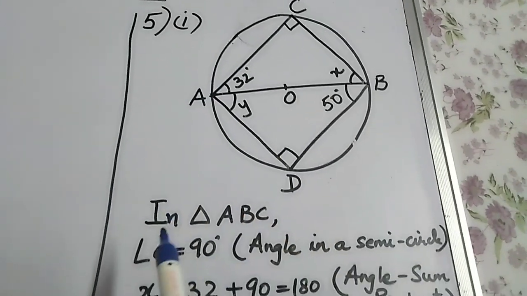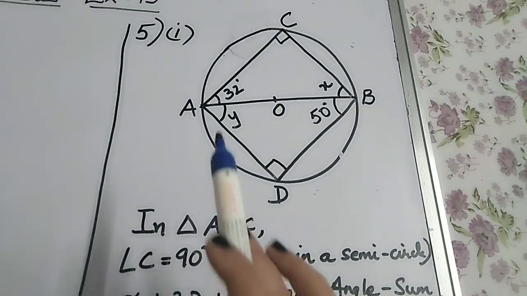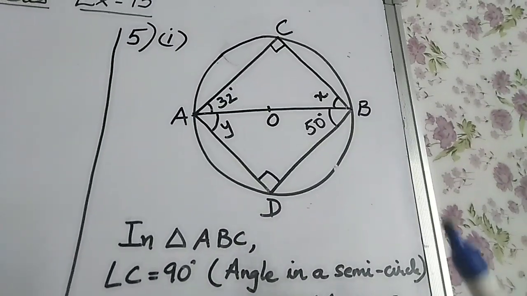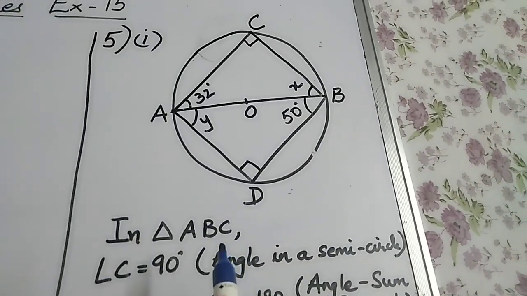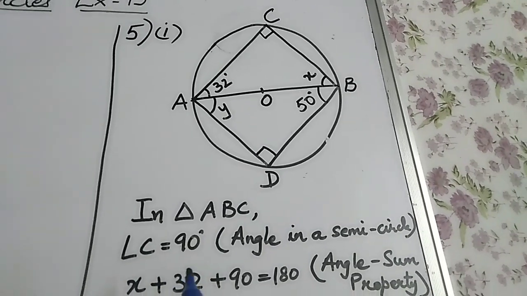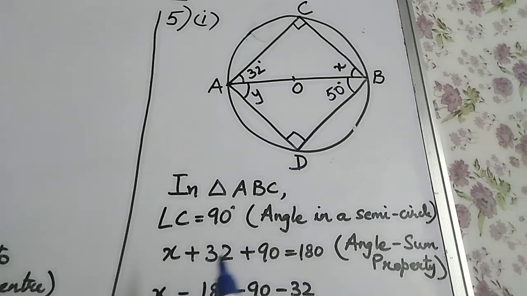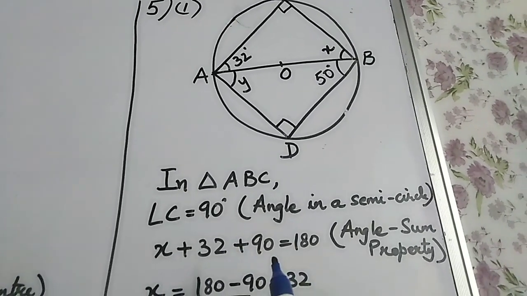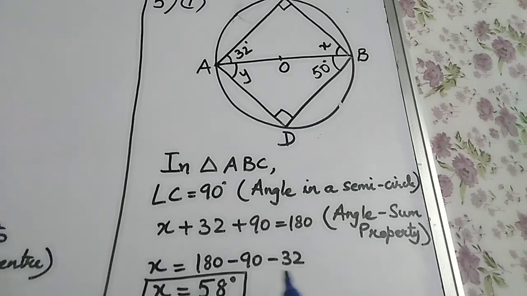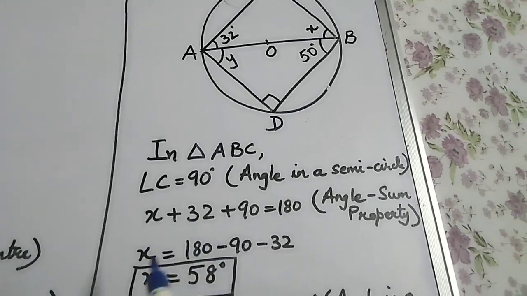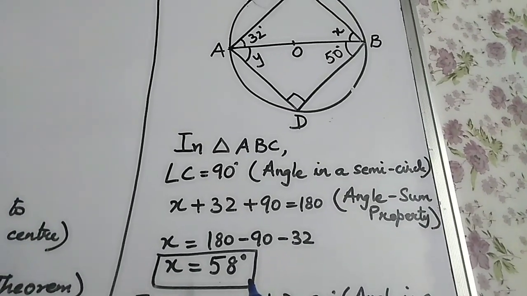Clear? Now see here. Please name the figure accordingly, because if it is not named, it will be very difficult to tell which angle is 90 degrees. So in triangle ABC, I hope you can see the figure, angle C is 90 degrees. Why? Angle in a semicircle. Similarly, x plus 32 plus 90 is equal to 180. Why? Because of the angle sum property, the sum of angles of a triangle is 180 degrees. So from this, through a linear equation, x is 180 minus 90 minus 32, which is 58 degrees.